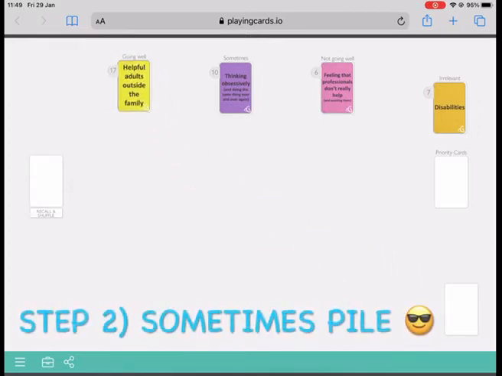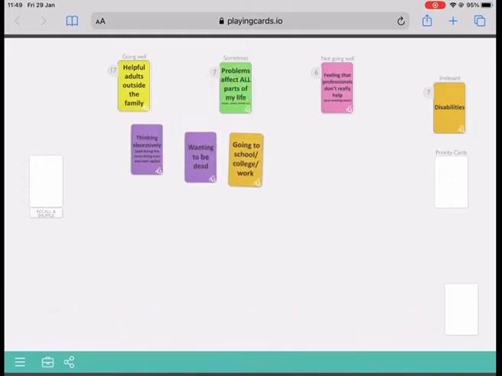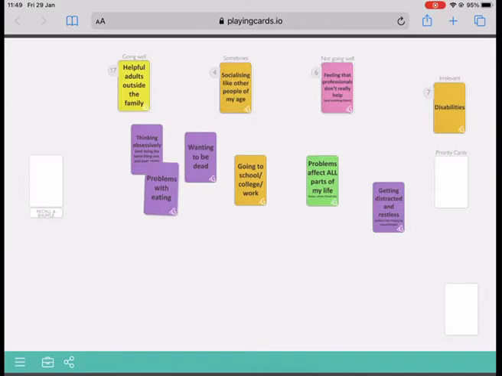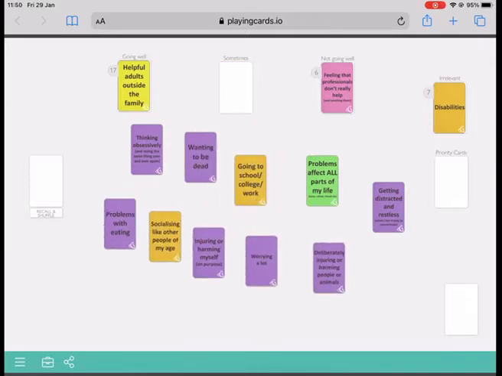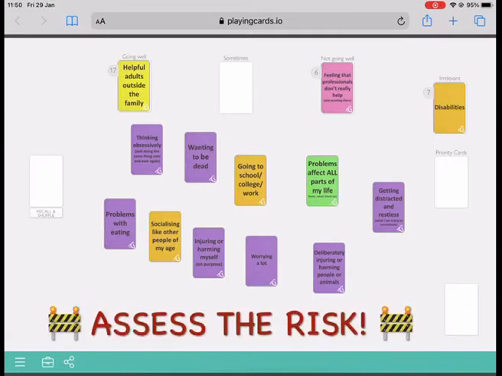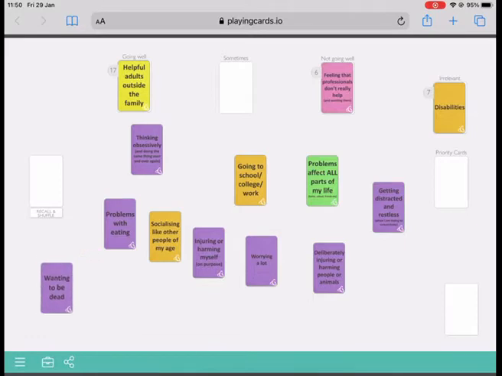Once you've spoken through all of the cards in the going well pile, then you'll do the exact same thing with the sometimes going well pile. This will give you an idea as to whether there's any cards that they want to change and put in different piles. Now this young person has put the wanting to be dead card in the sometimes pile, so it's important that you assess the risk. There's different ways to do this. You could get them to scale out of 10 how suicidal they're feeling, or you could ask them when the last time was that they felt this way.